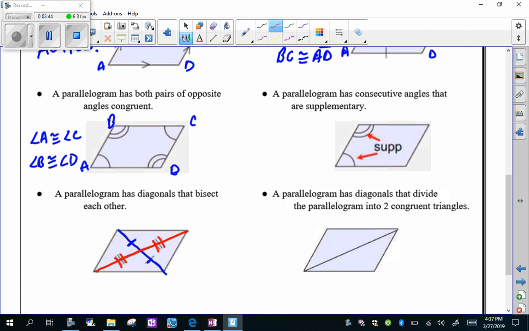And lastly, a parallelogram has diagonals that divide a parallelogram into two congruent triangles. So my diagonal here is going to divide this parallelogram into two congruent triangles. And that's important. So the red triangle is going to be congruent to the blue triangle. Okay, let's go to the next page.